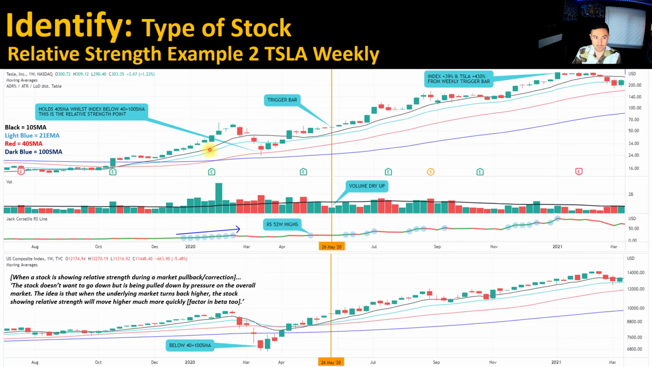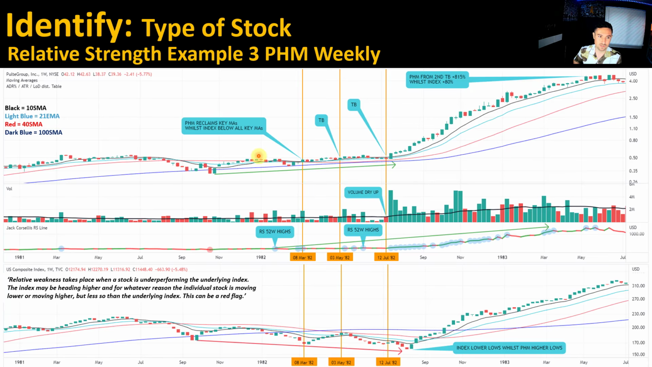Here's Tesla. We spoke about this holding the 200. Well, this is the 200, but it's the 40-week on this chart. These are weekly charts. And then you get this cup and handle, which would be a base and break coming through in here. But look at the relative strength of Tesla versus the market. The market is trending below all these key moving averages. Tesla was able to hold its 40-week, which is its 200 SMA.